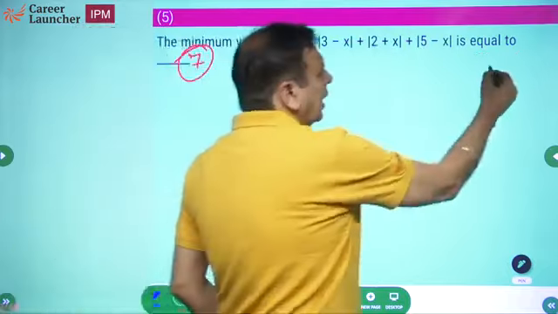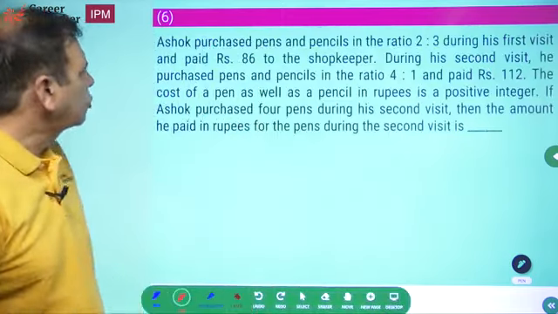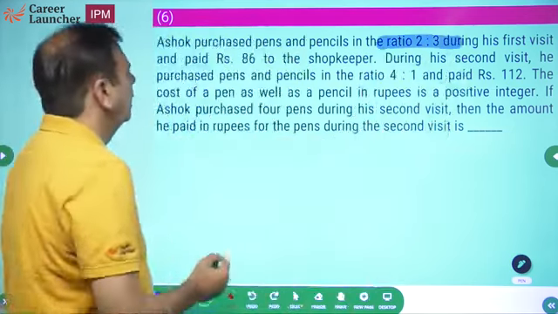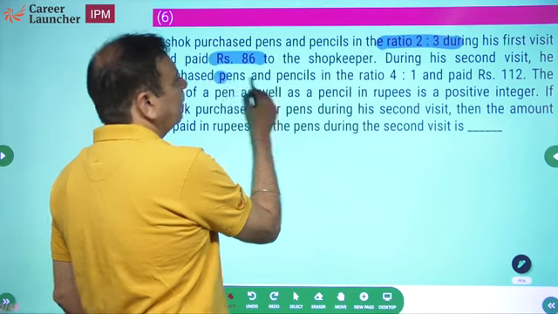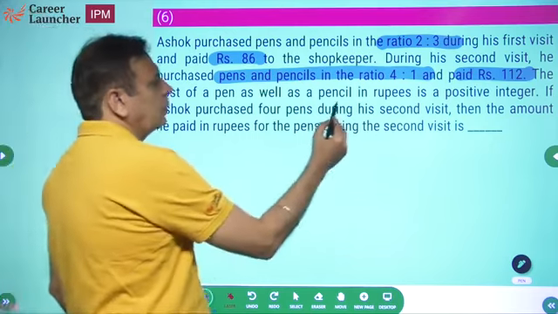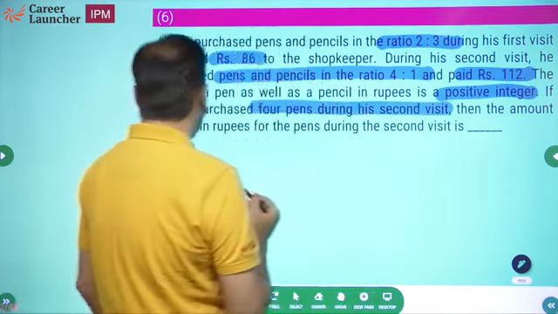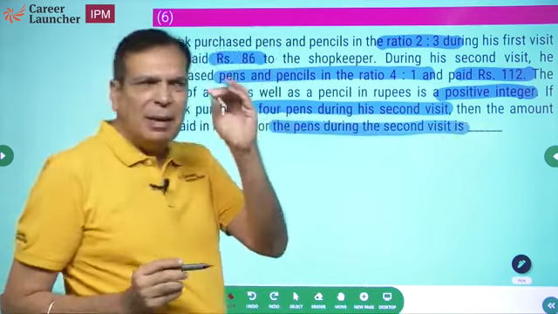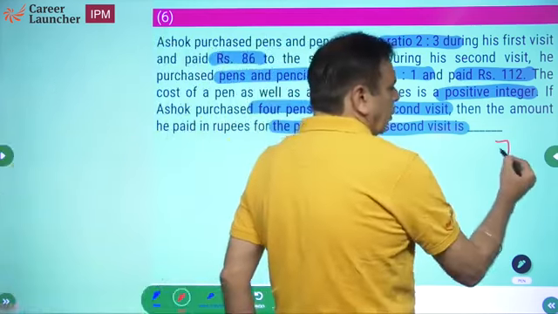Okay. This you can say is a kind of a jugaad which I have used. Oh, लंबा सवाल है. चलो पढ़ते हैं. Ashok purchased pen and pencil in the ratio of 2:3 during his first visit and paid rupees 86 to the shopkeeper. During the second visit, he purchased pens and pencil in the ratio of 4:1 and paid rupees 112. Cost of pen as well as pencil in rupees is a positive integer. If Ashok purchased 4 pens during his second visit, then the amount he paid in rupees for the pens during the second visit. भैया पेन कितने के ये पता करना है हमको, ठीक है? इसमें मेरा जुगाड़ लग जाएगा. I'll show it to you how.